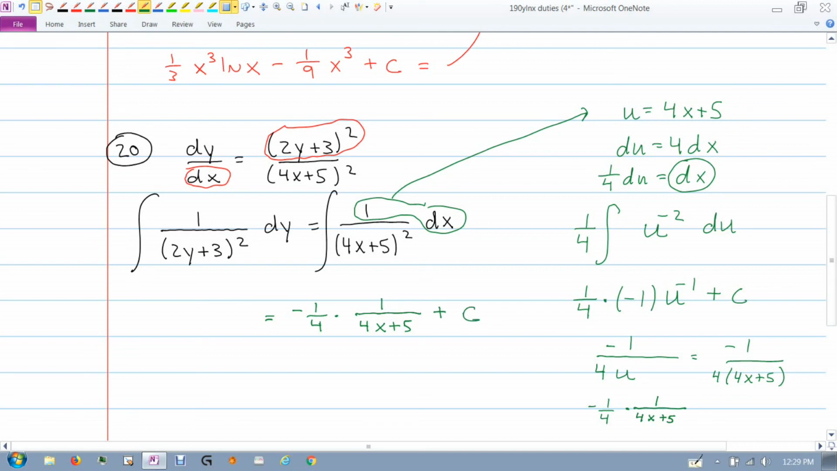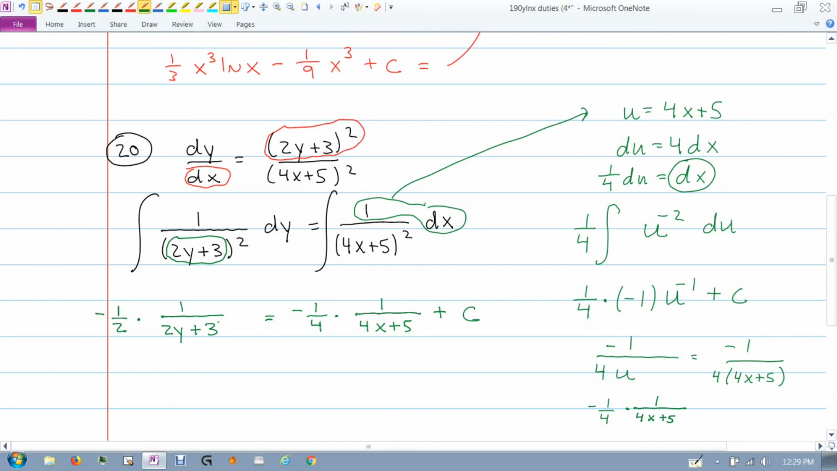And then when I do the left-hand side, I would do the same thing, just a basic u substitution with that 2y plus 3 being my substitution. And we would get negative 1/2 times 1 over 2y plus 3. All right. And I'm pretty sure they're not going to leave it like that. I guess they kind of do.